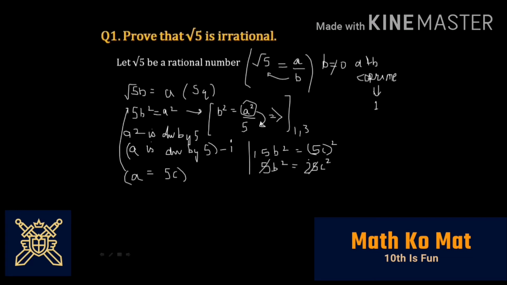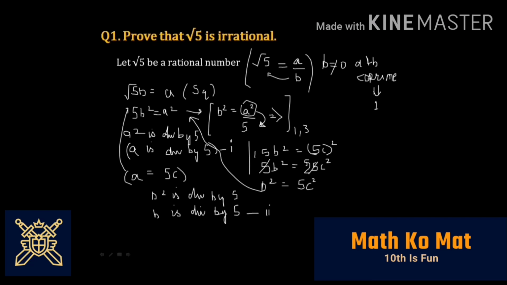Cancel it. 5 ones are 5, 5 fives are 25. This gives you that b squared is equal to 5c squared. And again you have the same situation as you had here. You have 5 with some square, and that is equal to some square. So this makes us infer that b squared is divisible by 5. Again, by using theorem 1.3, we get that b is also divisible by 5.